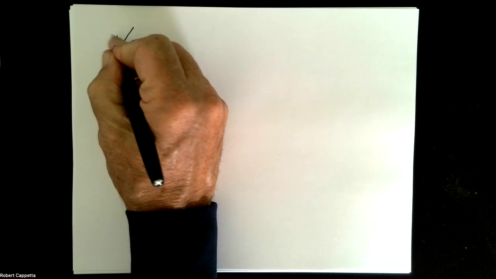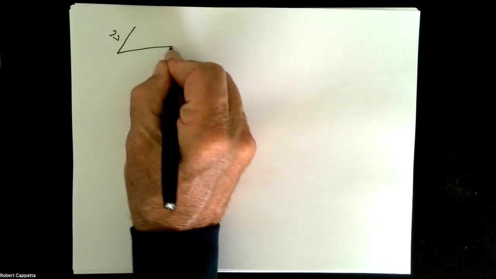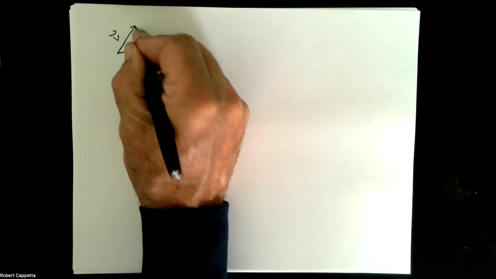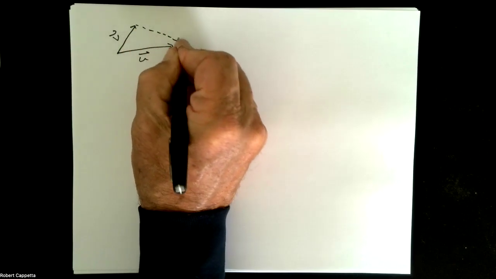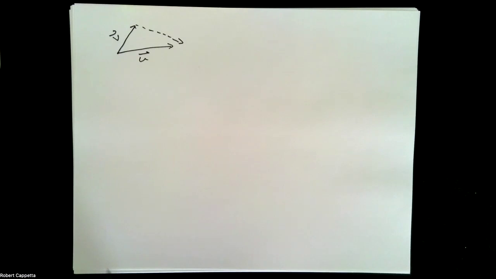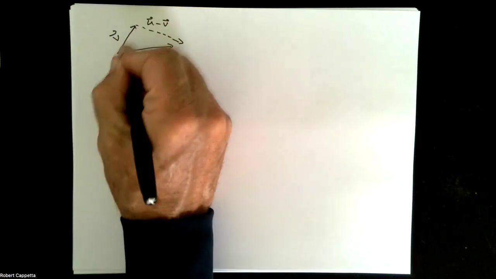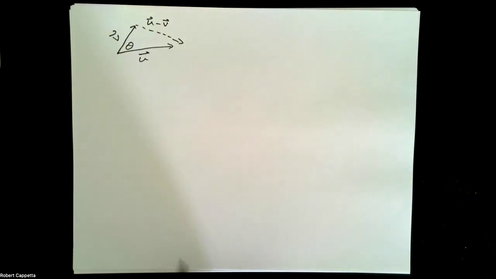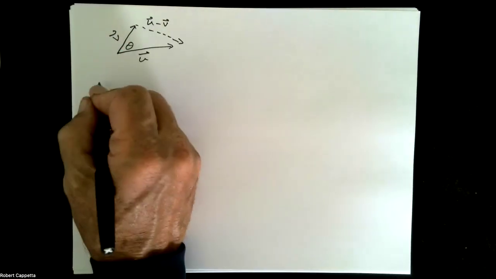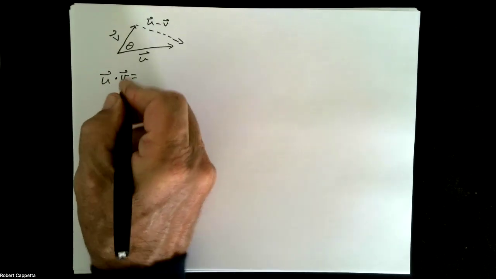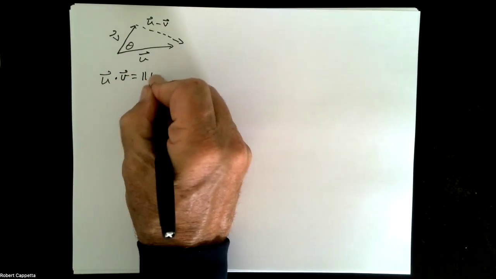If I have two vectors, if I have vector v, and I have vector u, and remember this vector on this side would have been u minus v, but our main concern is the angle between them. And what we showed previously was u dot v is magnitude of u, magnitude of v, cosine theta.